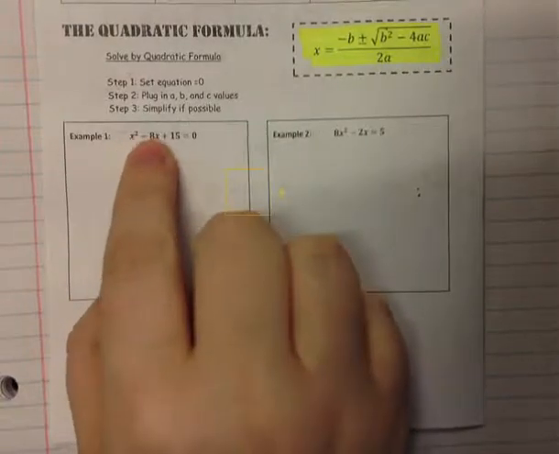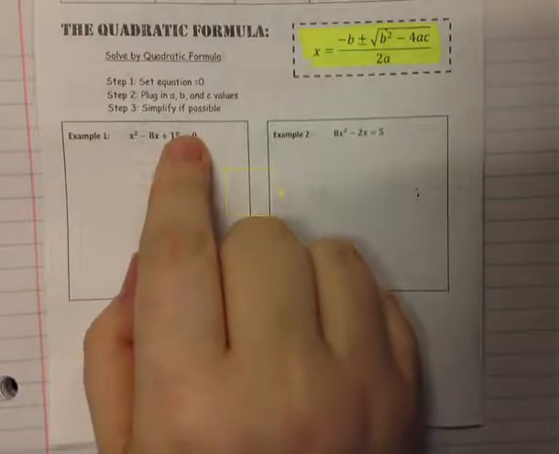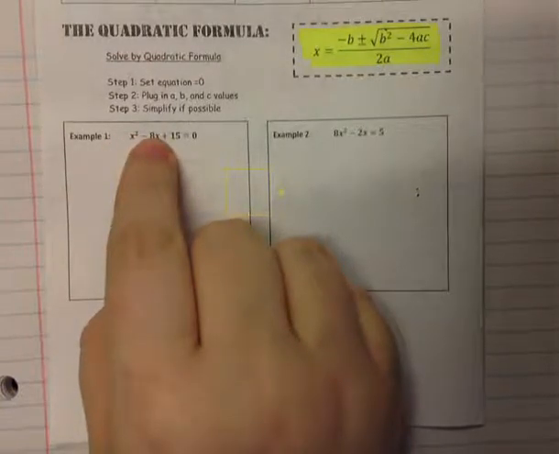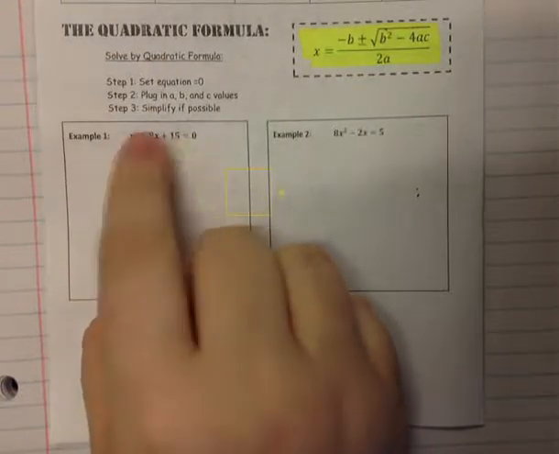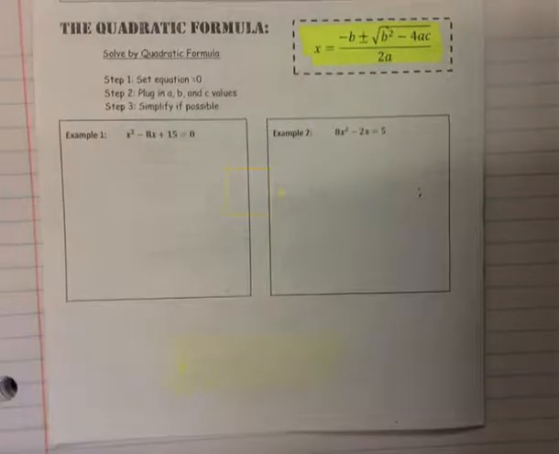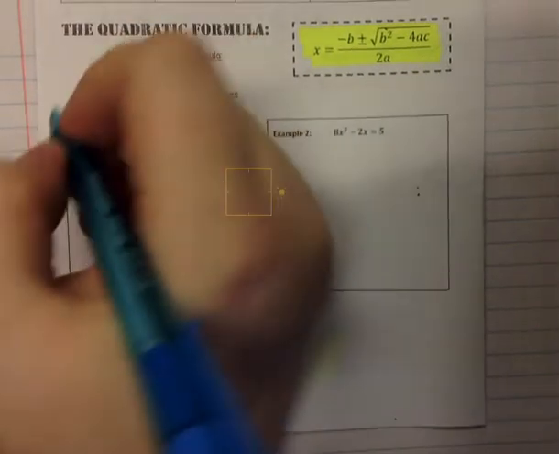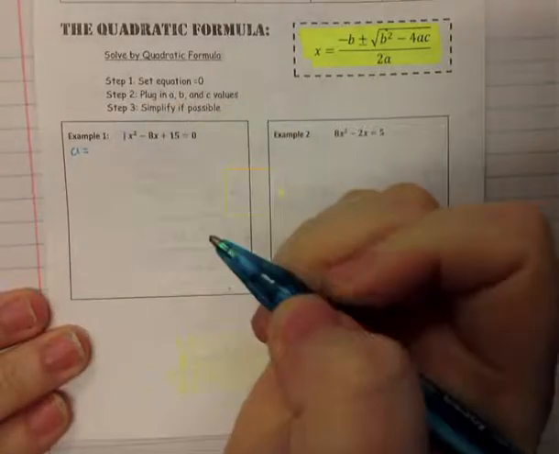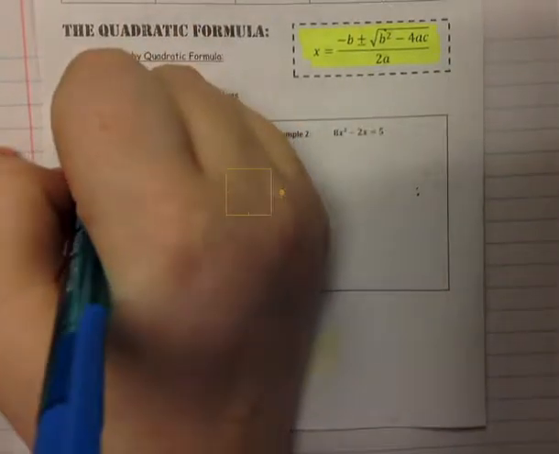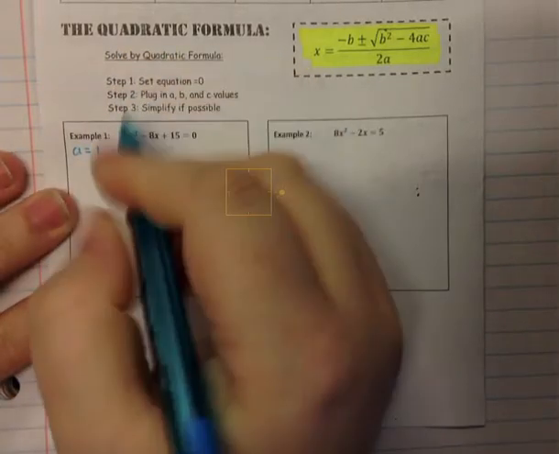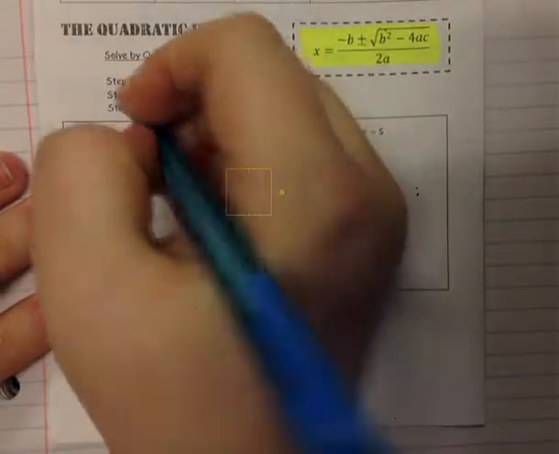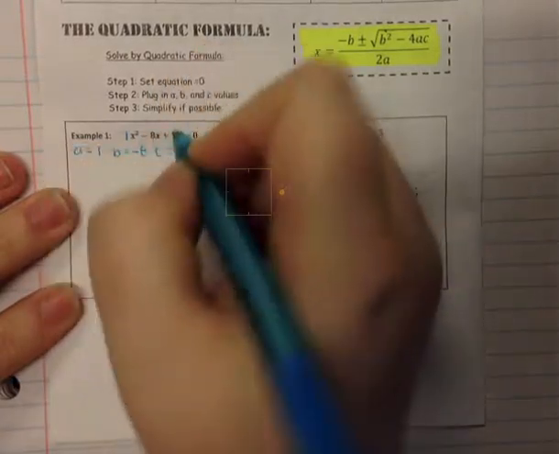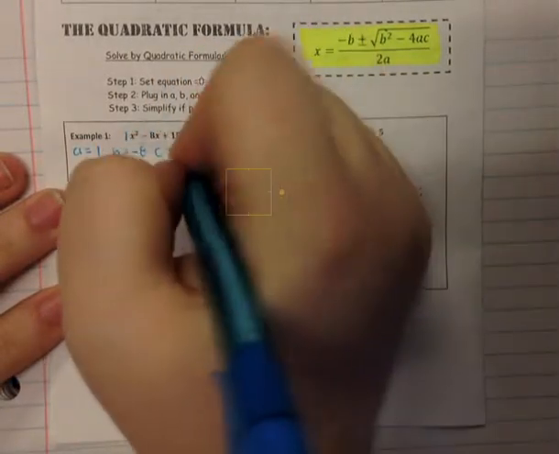We have x squared minus 8x plus 15 is equal to 0. This is in standard form. We have x squared, x, constant, equal to 0. That means we can determine our a, b, and c. So our a value is equal to the 1 that's in front of the x squared. Our b value is the negative 8 that's attached to the x. And our c value is that positive 15 that is our constant.